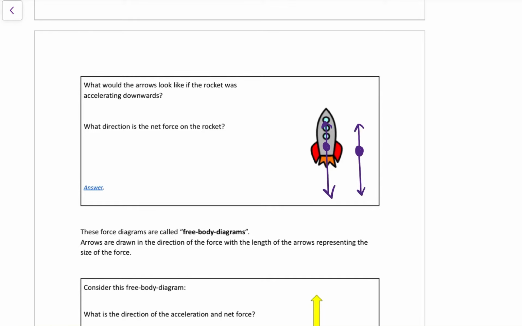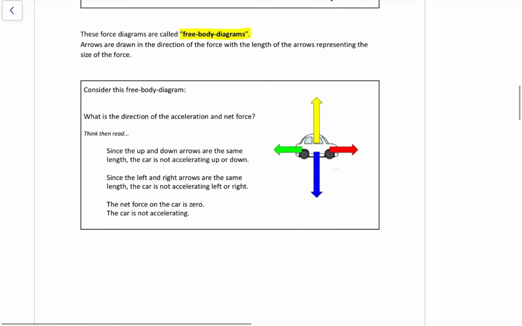These force diagrams, their fancy name is free body diagrams. We draw the forces tail to tail like that just to give us an idea of which one's bigger and which way it would accelerate. They can be two-dimensional. If I give you one like this car one, the answer's typed there, but if you just looked at the diagram, the up and the down seem to cancel out, so it's not accelerating up or down, and the forward and backward seem to be the same, so it's not accelerating forward or backward either.